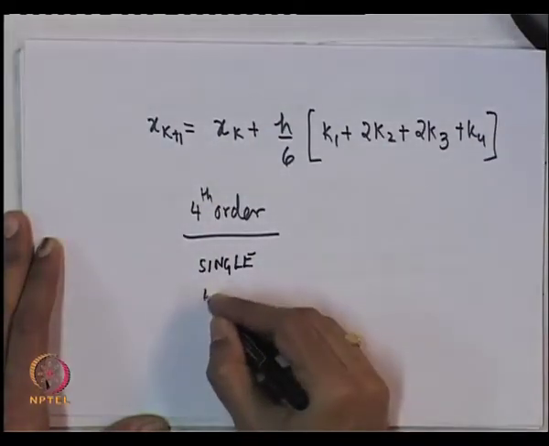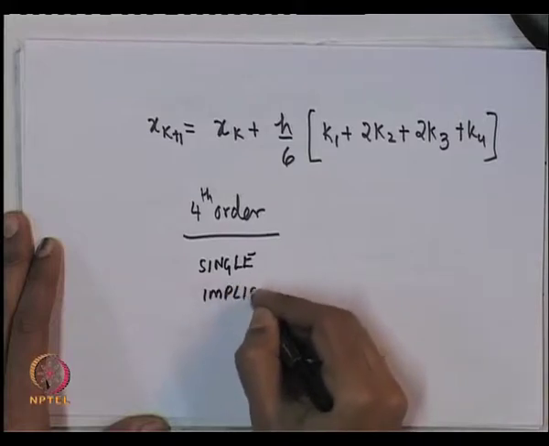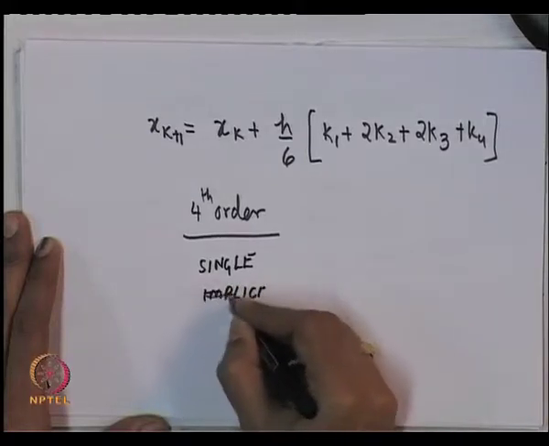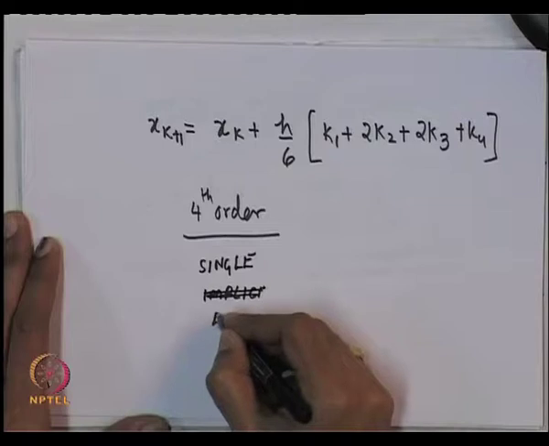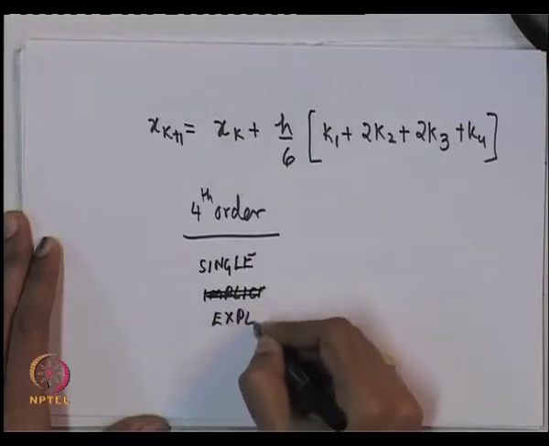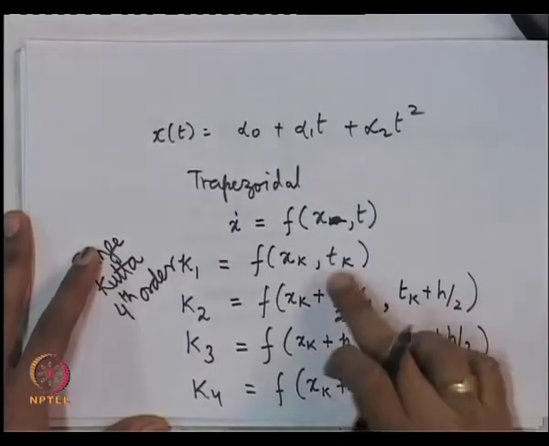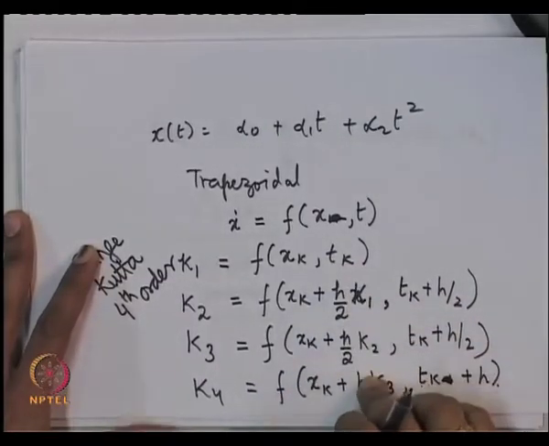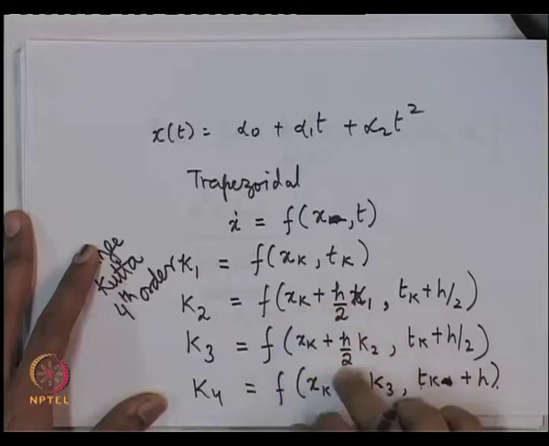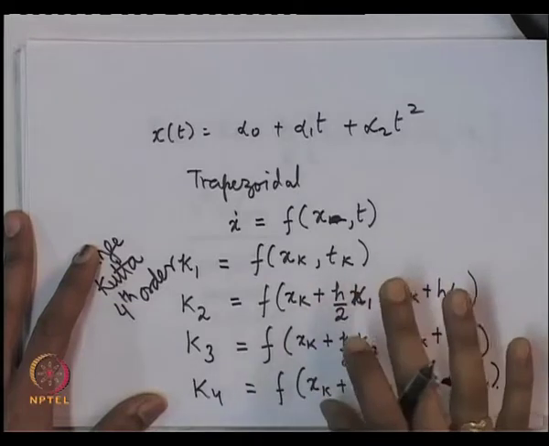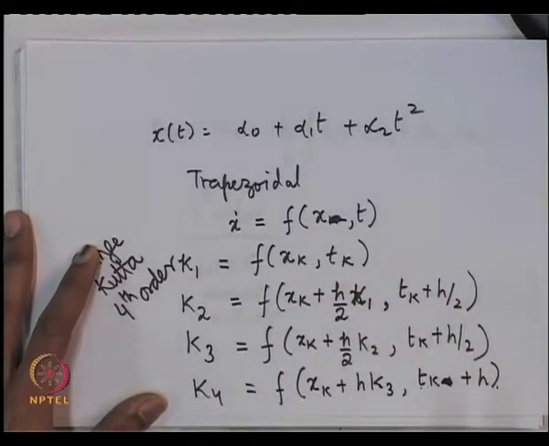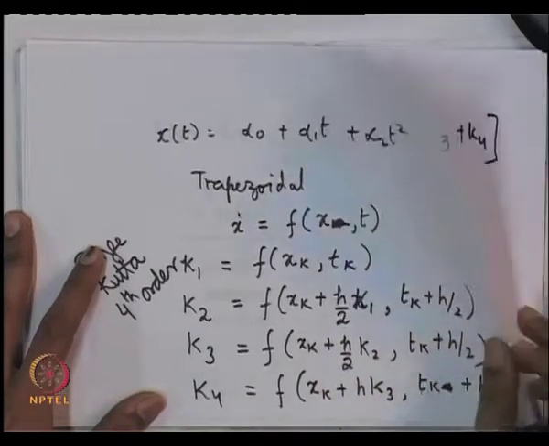And it is an explicit method. I am sorry, Runge-Kutta fourth order, which I have shown you here, is an explicit method. Explicit in the sense that all these function evaluations are single shot, they are explicit evaluations of functions. You do not have to solve any nonlinear algebraic equations to evaluate any value here.